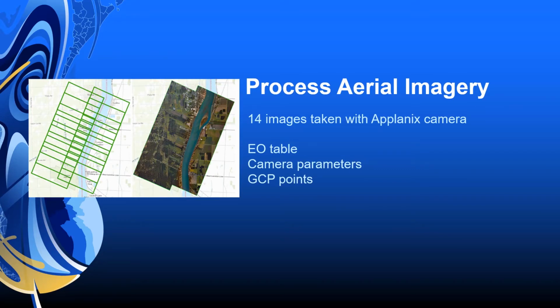In the demo, we'll use 14 images over St. Clair River by Detroit, taken by a Trumbull Aplanix camera. The input data includes an exterior orientation table, a camera file, and also the GCP points that I collected from NAIP imagery. Purely for this demonstration, we want to create an orthoimagery out of those.